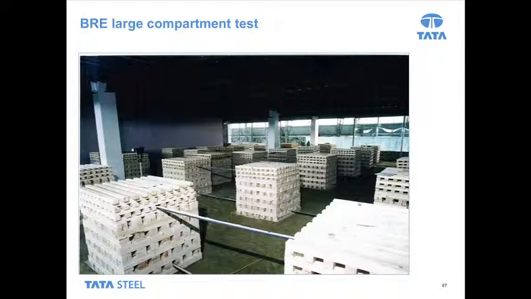This is a view of the test just before the fire took place. On most of the tests, we tended to use timber cribs as the fuel source, although there were plastics added for some of the tests to increase the rate of ignition and also to increase the maximum temperatures that the structure would experience. Ventilation was played around with in some of the tests, but not in this particular test.